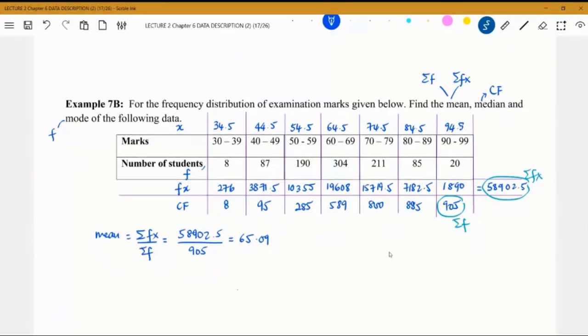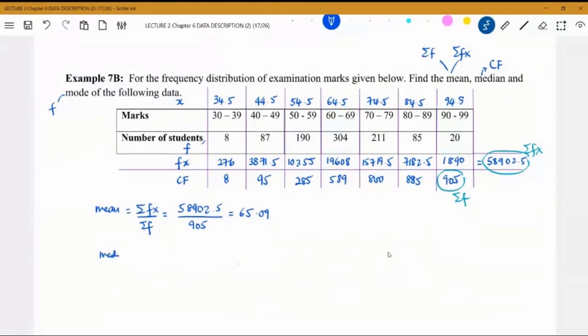Okay, for the median, what should we do the first time, before we use the formula? You have to find the median class. Before you substitute into the formula, you need to find the median class. Total f divided by 2, or total fx? Total f. Okay, so we have it.